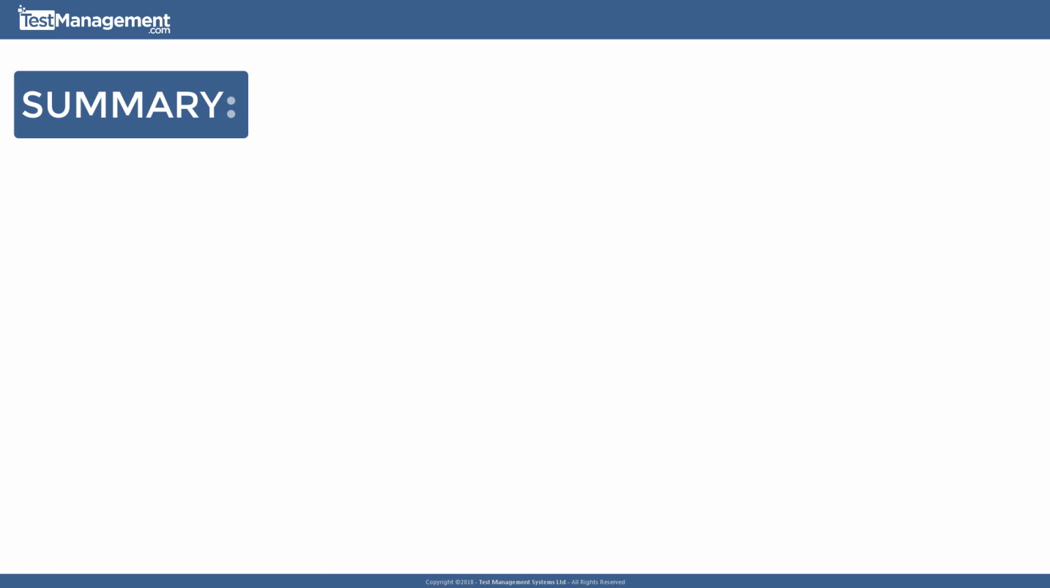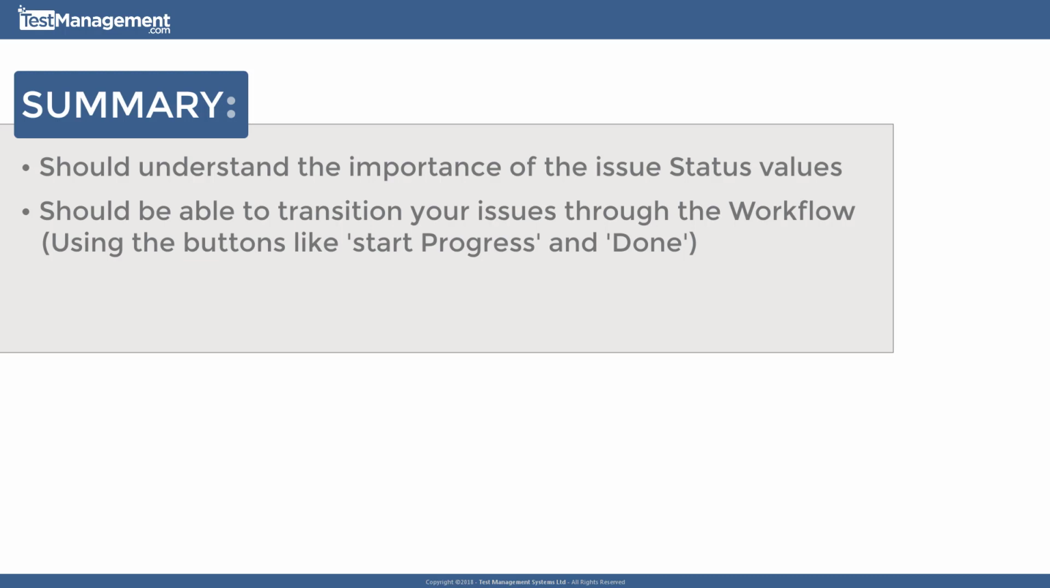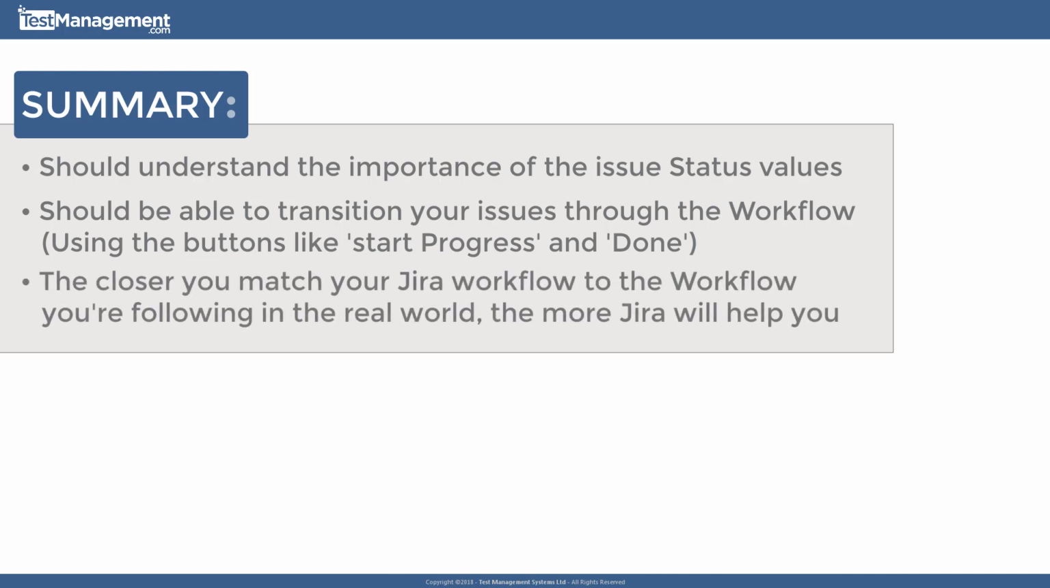In summary then, there's a lot more to this workflow status and transition than first meets the eye. But as long as you understand the importance of the issue status values, and you can transition your issues through these workflow statuses using the buttons, then you'll get by just fine. The important point is that you need to pick or create a workflow scheme that matches your real world workflow. In that way, Jira will support and help you manage your work tasks in a more efficient manner.